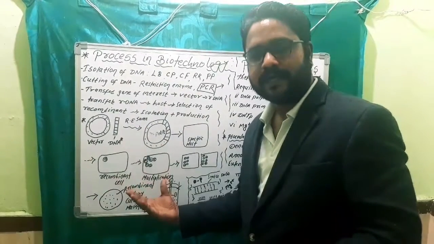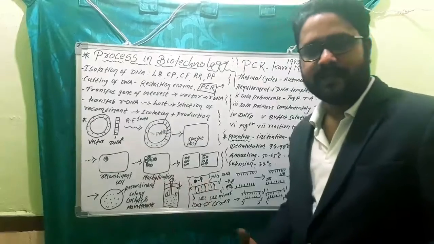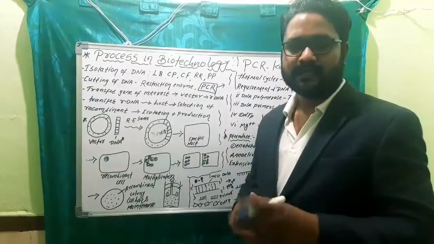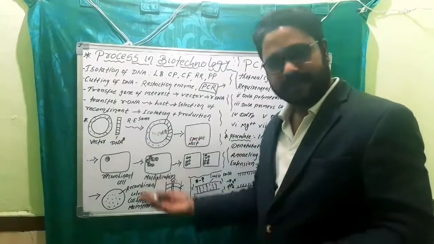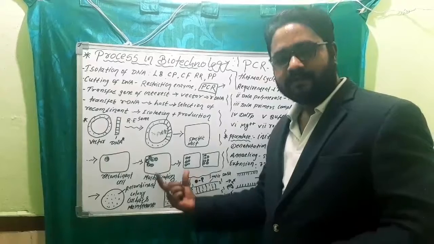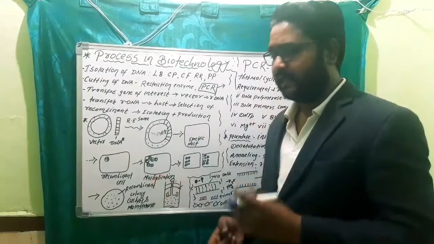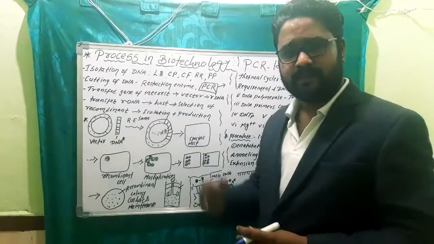उसके बाद उसको लेंगे production के लिए inside the bioreactor, and a huge amount, lakhs of liters of the product, is being produced in this fermenter or bioreactor on an industrial scale. In this way, we do the process in biotechnology.